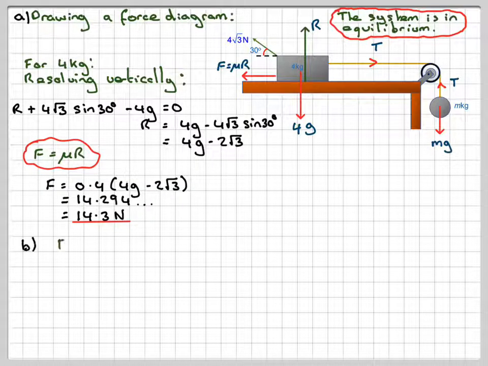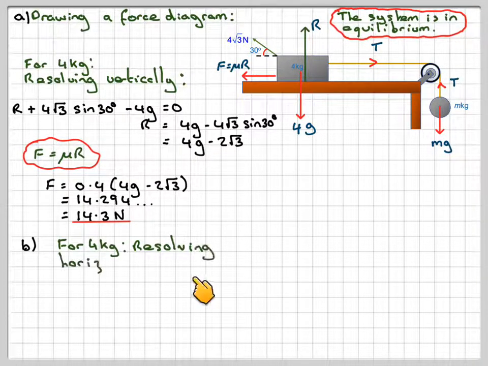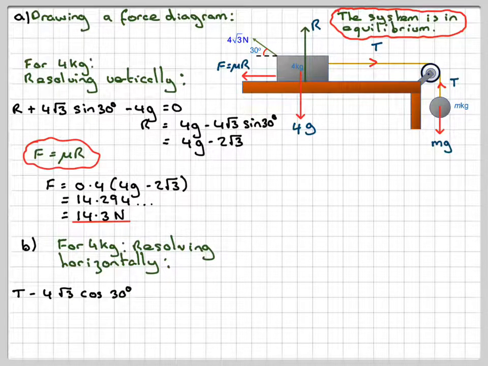In order to find the mass, if we now resolve horizontally for the 4 kilogram mass, we've got T minus 4√3 cos 30 degrees, because we've got a force acting that way, minus F is equal to 0, because it's on the point of slipping but it's in equilibrium. So we're going to have T minus 6, because cos 30 is √3 over 2. 4 divided by 2 is 2, and √3 times √3 is 3, and 2 times 3 is 6. Minus 14.294.